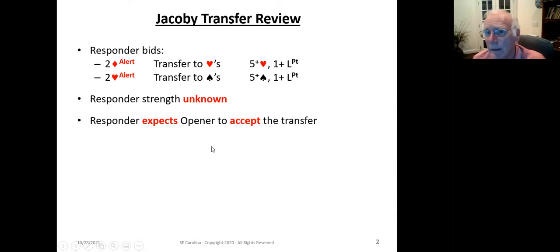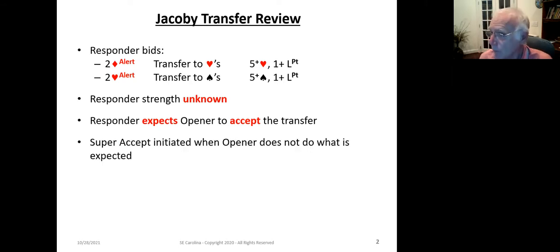All right, how do we recognize when our partner bids a super accept? Well, in response to a Jacoby transfer, the responder expects the opener to accept the transfer. After 2 diamonds, he or she expects his partner, the opener, to bid 2 hearts. Same is true of the 2 heart transfer to spades. If the opener doesn't do that, the opener has initiated the super acceptance convention.